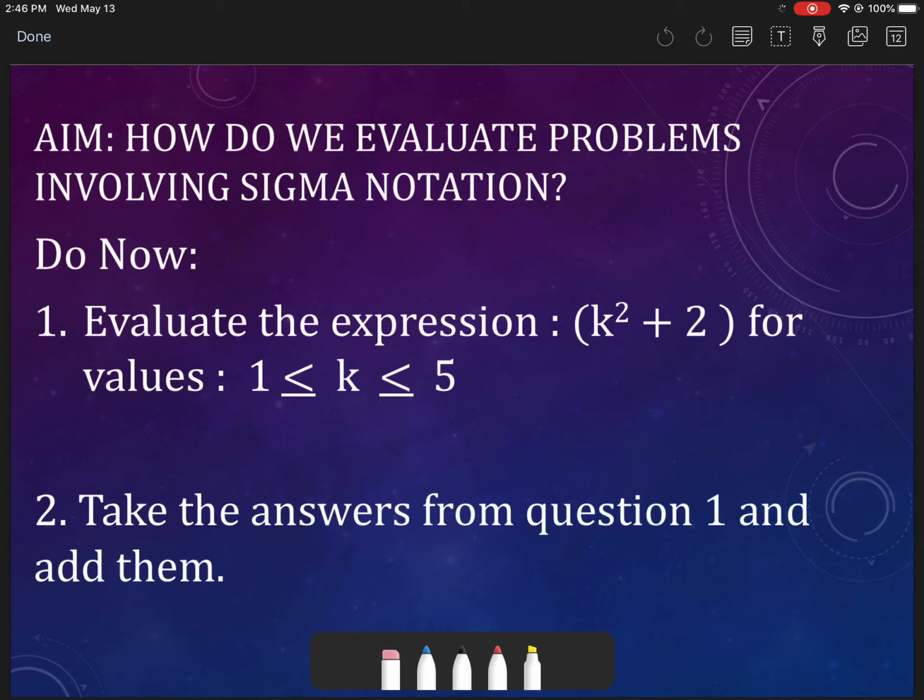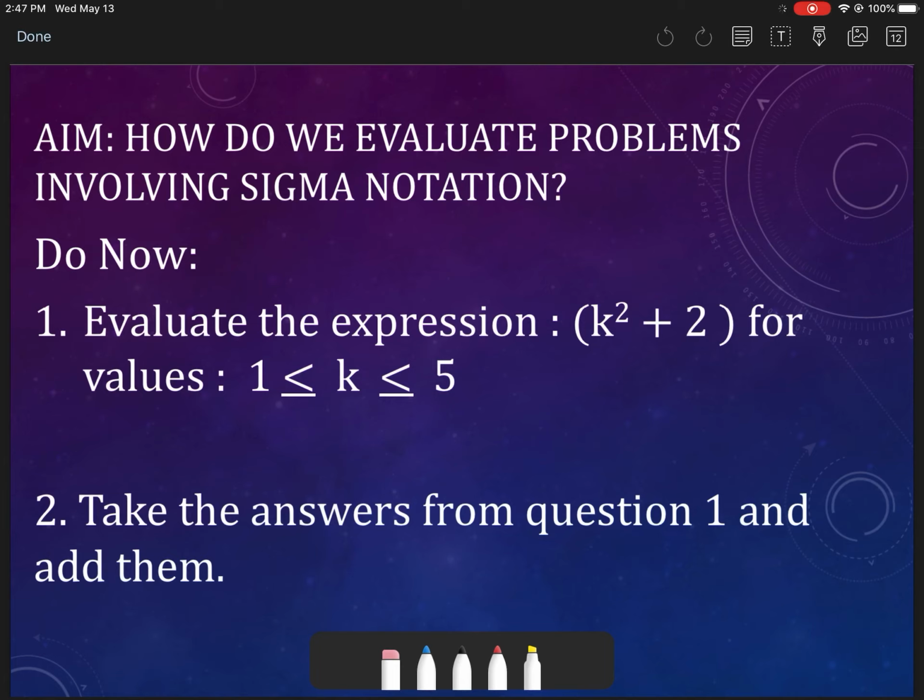Hey guys, today we're going to learn how to evaluate problems using sigma notation, and basically what it means. It's pretty simple. It looks difficult, but it's really not. So let's start with the do now questions. Evaluate the expression k squared plus 2 for values 1 to 5.